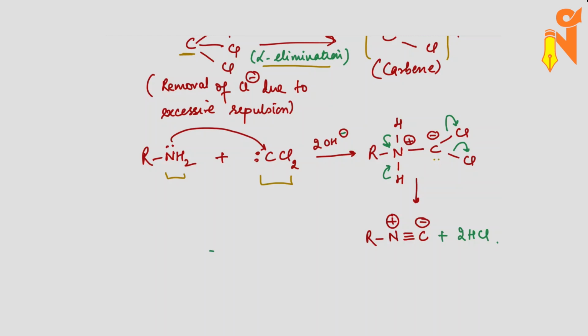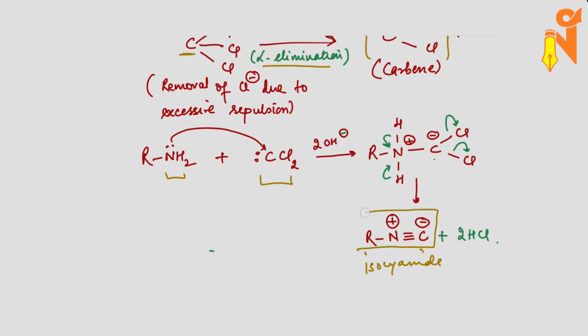Now to get rid of their respective charges or to neutralize themselves, as well as because the basic medium is present, the basic medium will also assist nitrogen to kick out the hydrogen. We will have both of the hydrogen removals happening from here, and at the same time chlorines leave to stabilize the molecule. If hydrogen is going out as H plus, chlorine will go out as Cl minus. Again, hydrogen from here is going out as H plus and chlorine is going out as Cl minus. So nitrogen is removing its hydrogens and carbon is removing its chlorines, ultimately giving us the isocyanide.